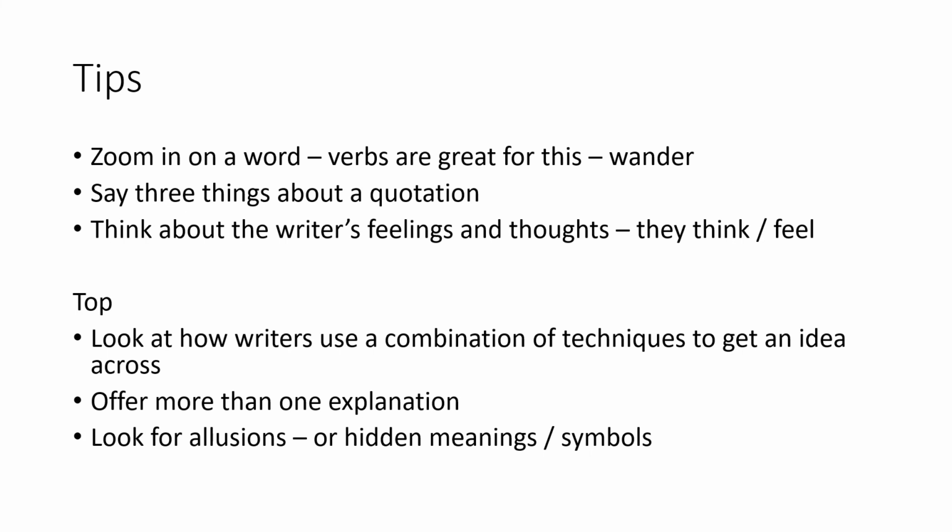And then think about what the writer's feelings and thoughts are. The writer's showing us this because they feel this, or they think that. Those people looking to get the top grades at 7, 8s and 9s, look at how writers use a combination of techniques to get an idea across. They will tend to use more than one technique to give us the sense of how something is. So, for example, they might use a simile, and they'll use repetition to show us how bad something is. So look for combinations of techniques. That then means when you're explaining your ideas, then you can draw on those 2 different ideas and 2 different techniques.